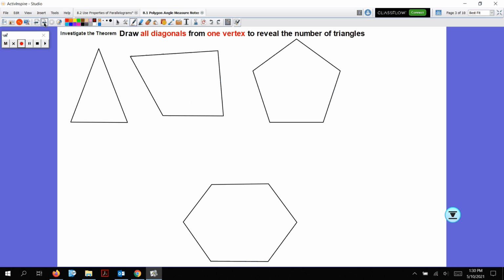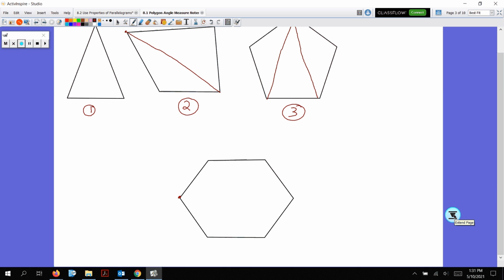All right, so now we're going to investigate some theorems, okay? We're going to try to find how many triangles we have in each of these figures. So we're going to draw all the diagonals from one vertex. I'm going to mark that vertex with a red dot and draw all the diagonals from these red dots. With this first one I can't draw any diagonals, those are already sides, so I have one triangle here. If I draw all my diagonals, I can only draw one, which separates this polygon into two triangles. Here I can do 1, 2, separating it into 3 triangles. And my last one, all the diagonals from my little red dot, so that's 1, 2, 3 diagonals, separating this into 4 triangles, okay?